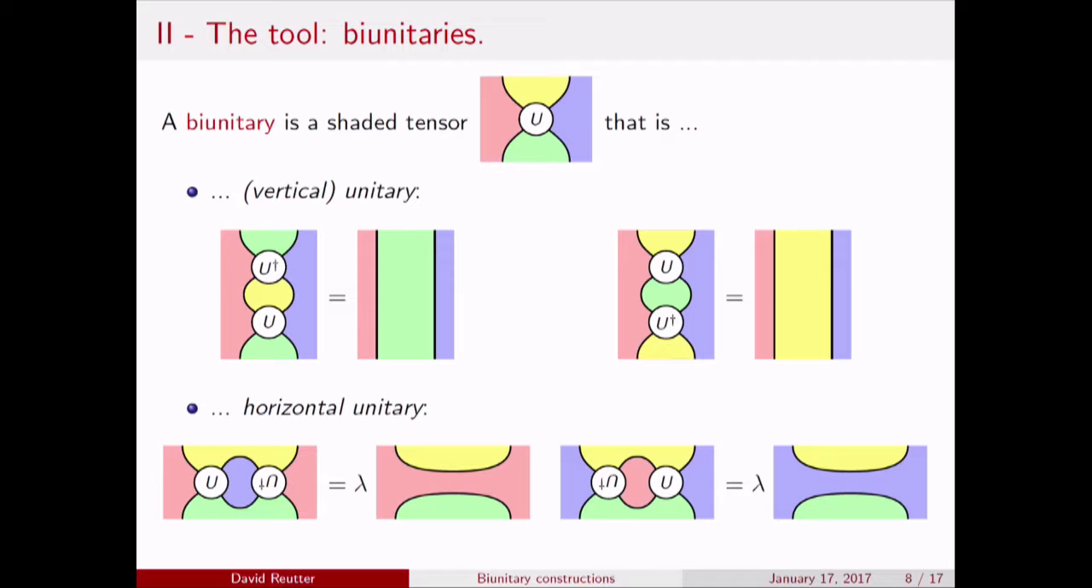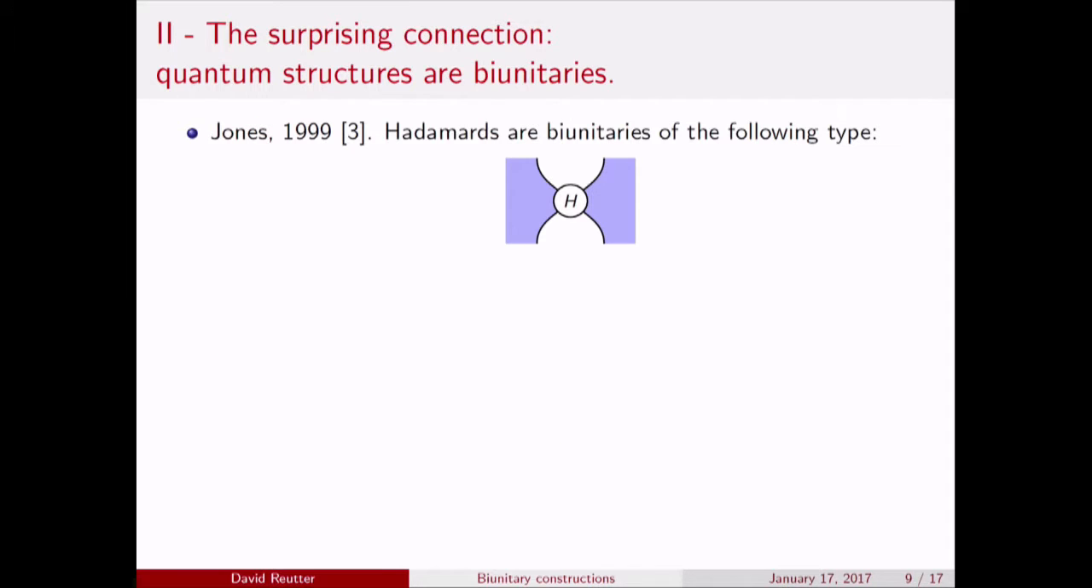Right, so what do these biunitarity equations really mean? What are they about? Well, we can translate it back into families of tensor networks. Then this U really corresponds to a family of linear maps labeled by the red, blue, green, and yellow region. And this family of tensor networks fulfills certain algebraic equations, right? And if we introduce algebraic equations, we have to ask, what are they good for? What are they talking about? And that brings me to a surprising connection. These algebraic equations, these biunitarity equations, they correspond precisely to the equations defining our quantum structures.